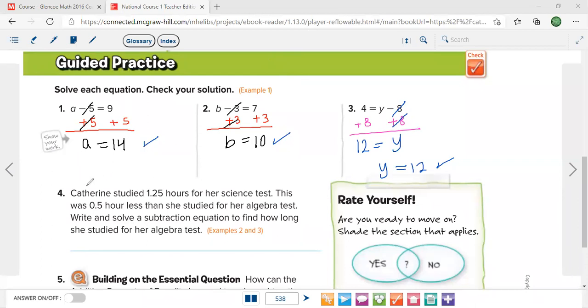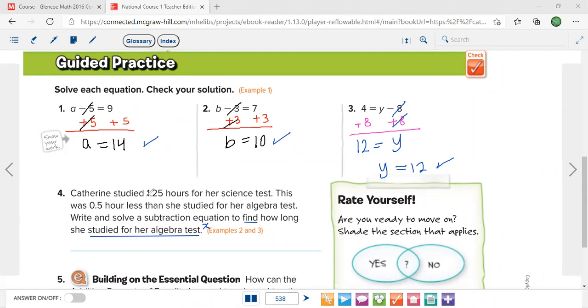Now in problem 4, Catherine studied 1.25 hours for her science test. This was 0.5 hours less than she studied for her algebra test. Write and solve a subtraction equation to find how long she studied for her algebra test. So, how long she studied for the algebra test is the unknown, because we are asking you to find. So this is the unknown. So we can say that this unknown is x, for example, or h for hours, or a for algebra. Whatever the letter you are going to use, it really doesn't make difference.